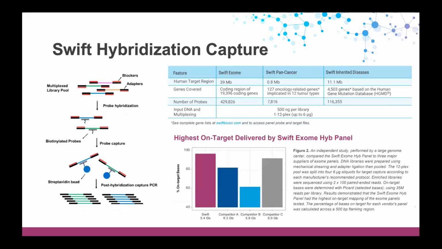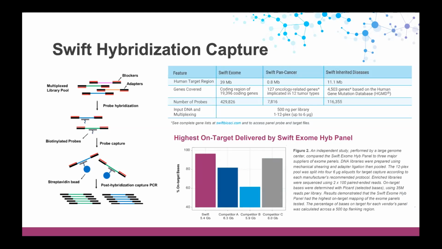So just a quick word on our hybridization capture panels. This is a process by which you are enriching out of your whole library just the regions of interest. Here we're showing you the workflow on the left, how we do this capture with the probes, pull them out with a biotin streptavidin process, and do a post-hybrid capture PCR to do the sequencing.